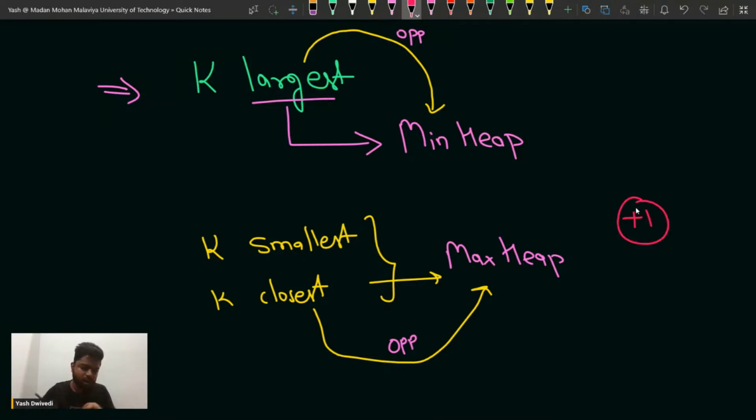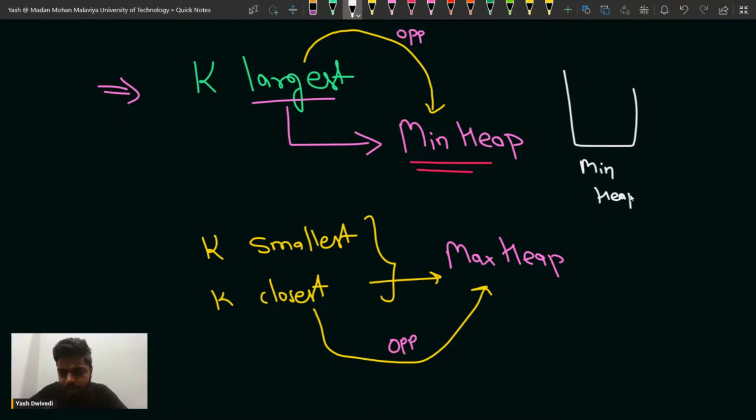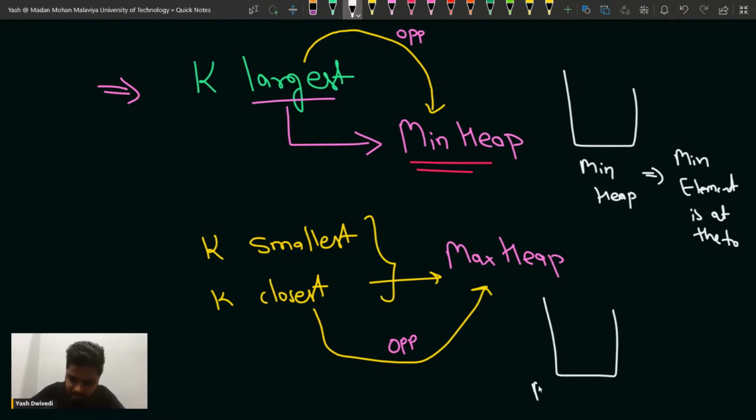I will explain a bit more why this happens. Basically, when you are talking about the largest, you will use the min heap. Why? Let me explain what a max heap and a min heap are. In the min heap, the minimum element is at the top. And in the max heap, the maximum element is at the top, amongst whatever elements are there.